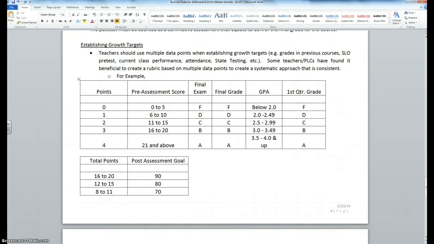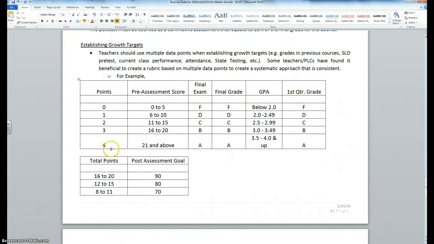Some of the teachers at Mentor High School created a rubric where, based upon a student's pre-assessment score, a final exam score in a similar class maybe the year before, final grade from a year before, the student's overall GPA, and the first quarter grade, they converted those into points. And then, so there were 1, 2, 3, 4, 5 criteria here.